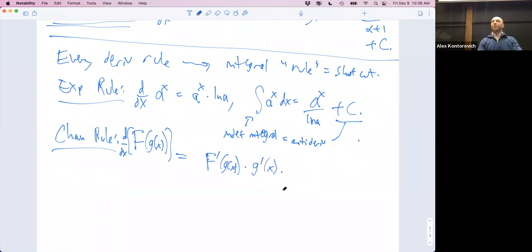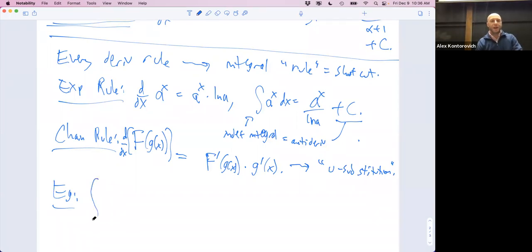This has a corresponding rule in integral calculus. Does anybody know what the corresponding rule is called? U-sub. Okay, the opposite of the chain rule is something called u-substitution. So let's see this in action. U-substitution. Let's do an example. Here's a nice example.